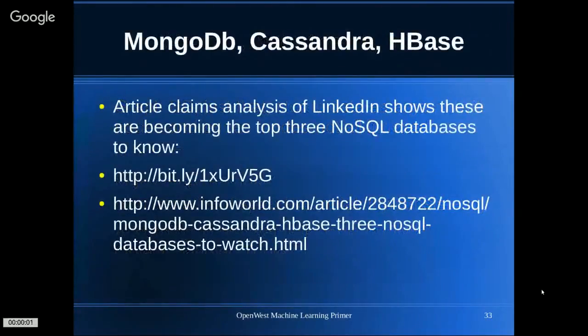Mongo, Cassandra, and HBase are the better known databases. I don't hear about Mongo so much as I used to. Cassandra is a really important one, and you can use Cassandra with Amazon instances. HBase is the one that's part of Hadoop.